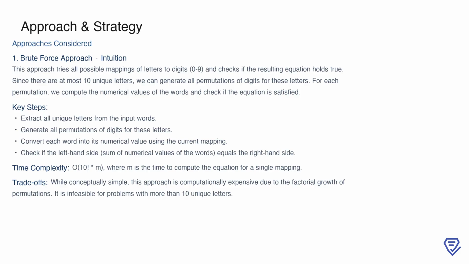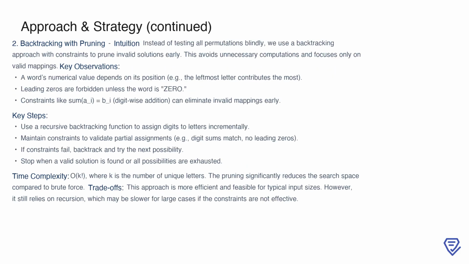While this approach is conceptually easy to understand, the computational cost is significant. With at most 10 unique letters, we end up generating 10 factorial permutations, and for each permutation, we need to evaluate the equation. This results in an O(10! * m) time complexity, where m is the cost of evaluating a single equation. The trade-off here is clear. While simple to implement, this approach becomes infeasible as the number of unique letters grows due to the rapid factorial growth of permutations. Now, to improve efficiency, we turn to backtracking with pruning.